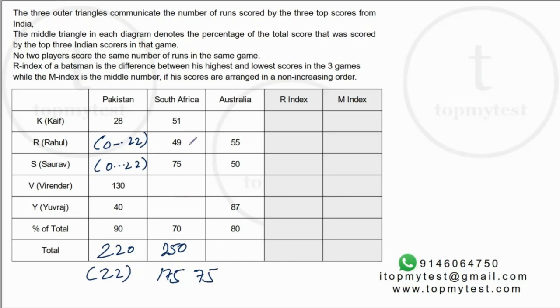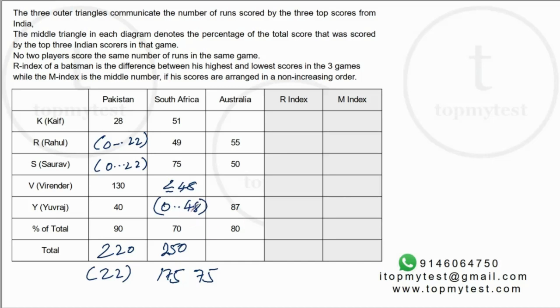But remember, these are the top 3 scorers. So whoever is left cannot score more than 49, because no 2 people score the same. So this has to be less than or equal to 48, or 0 to 48. This will also be 0 to 48.